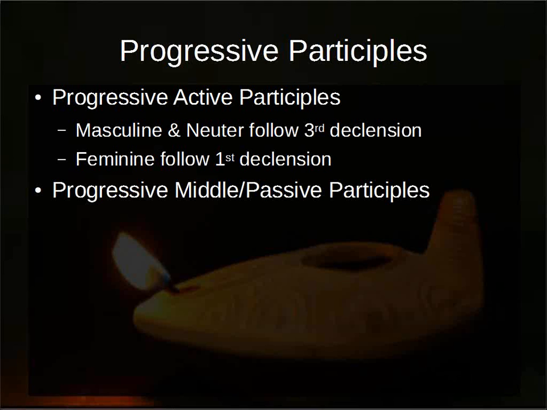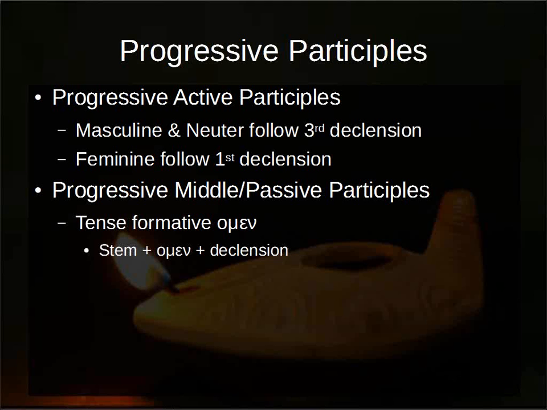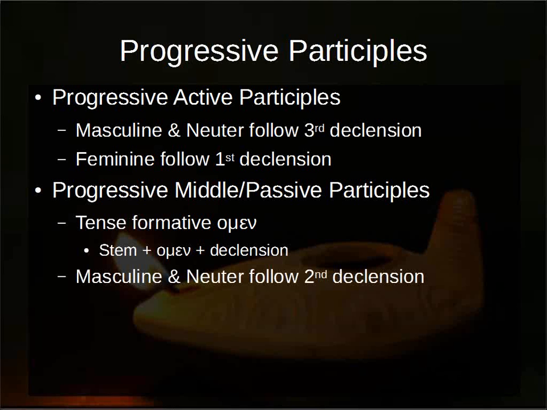In regards to the progressive middle passive participles, all right, there's something known as a tense formative. And what a tense formative is, it's kind of similar to a stem. It's the part of it that's not the stem that remains the same in all its forms, okay, which I'll show you in the chart. Okay, so basically with this tense formative, omicron, mu, epsilon, nu, you have the stem, then you have the amen, and then you have the declensional endings. Okay, so for the masculine and neuter, it's the stem plus amen plus second declension endings.